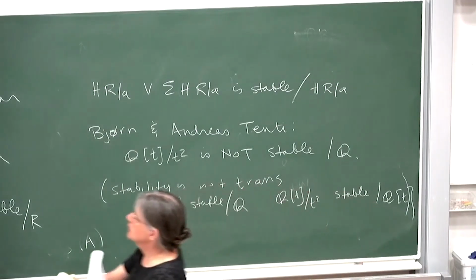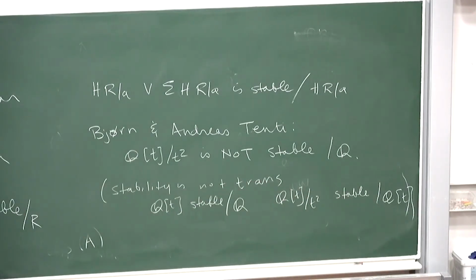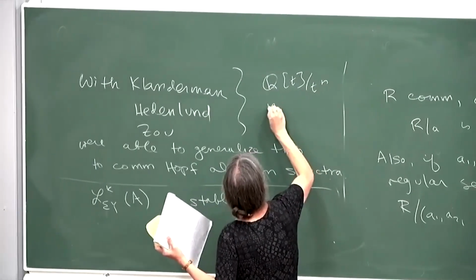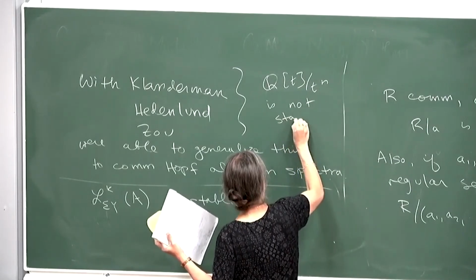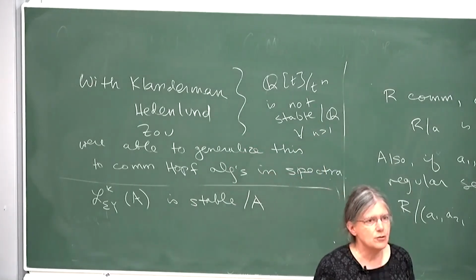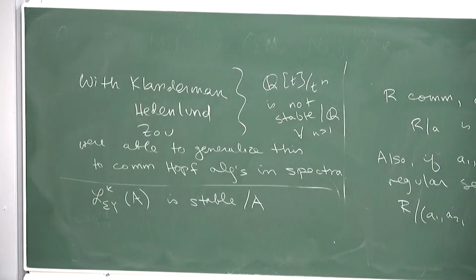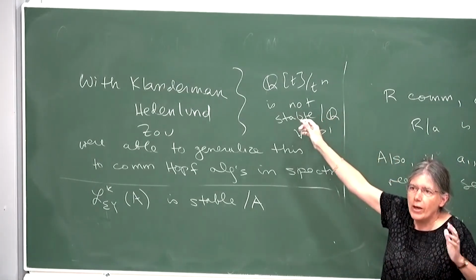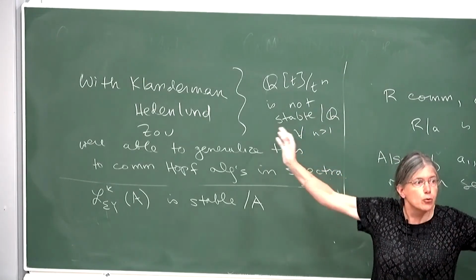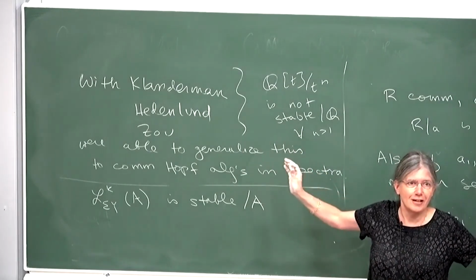With these people, Klanderman, Hedenlund, and Zhu, we generalized the Dundas-Tenti example to show that Q[T] modulo T^n is not stable over Q for all n greater than 1. And one thing that's interesting is that Dundas and Tenti caught Q[T] mod T squared for being not stable over the 2 torus. And when we looked at these, we caught each of these as not being stable over the n torus, T^n. Now, we haven't proved that you couldn't do some smaller thing, but that's where we caught it.